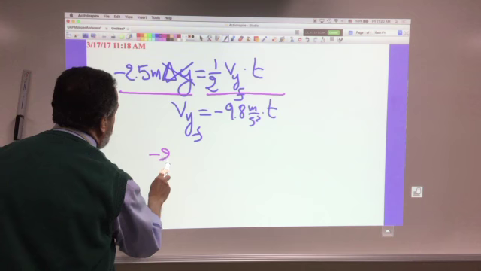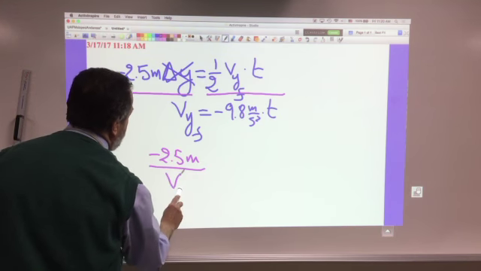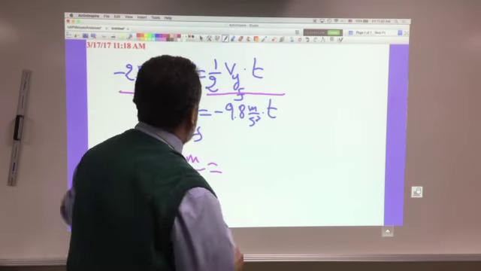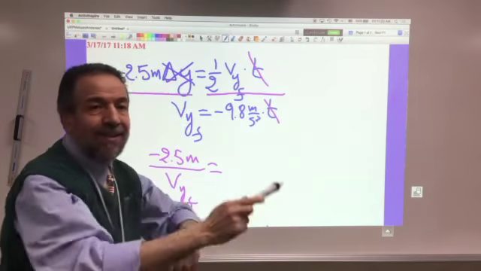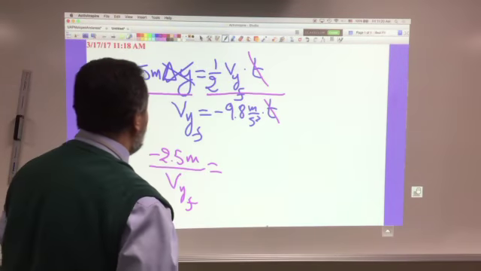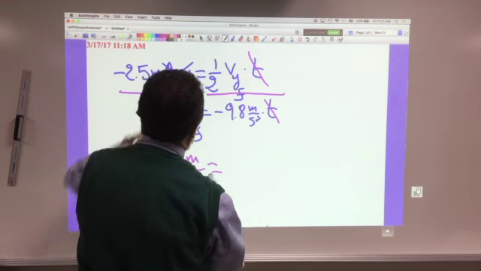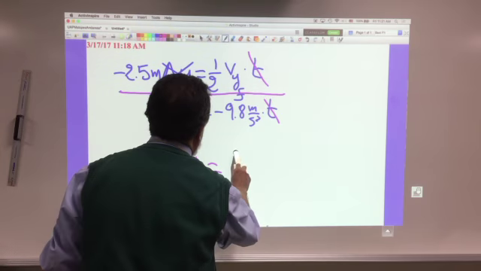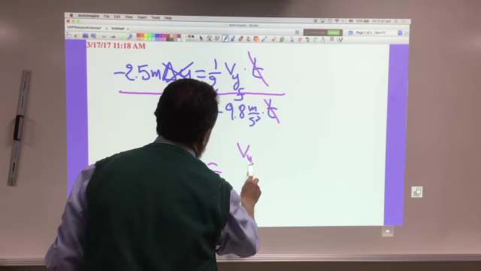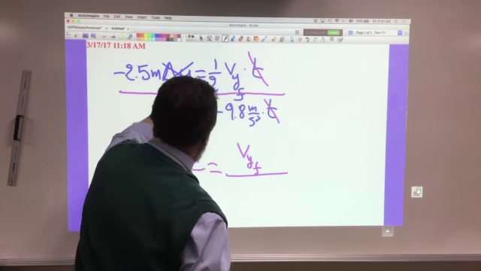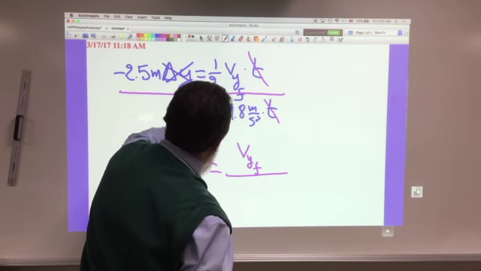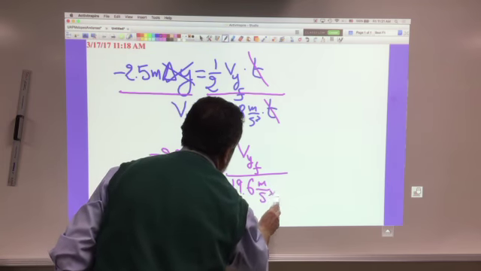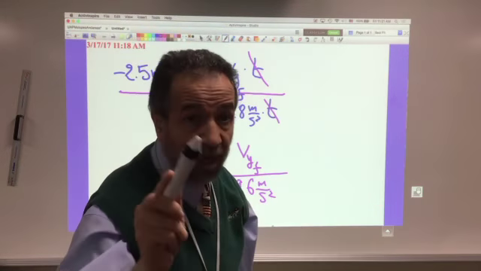So I'm going to get negative 2.5 meters divided by VYF equals, and then the t and the t will cancel out. And then I am going to have 1/2 divided by 9.8, whatever that would be. I'm not going to worry about it for now. So I'm just going to write VYF, and then negative 2 times 9.8, that would be 19.6 meters per square second. If you don't trust me, and always don't trust me, check your calculator.